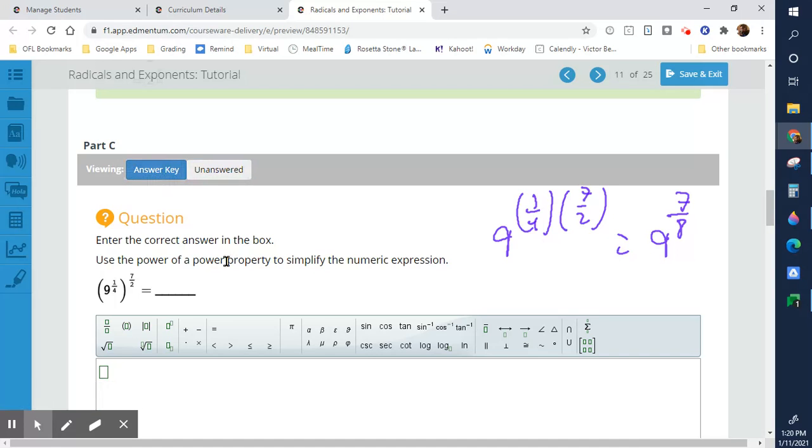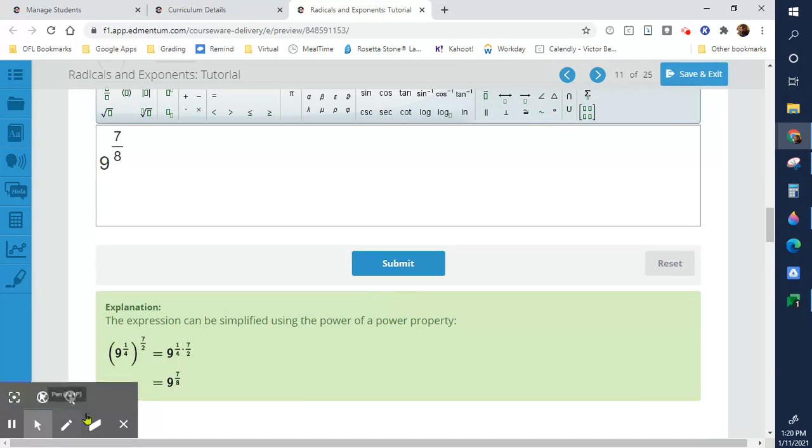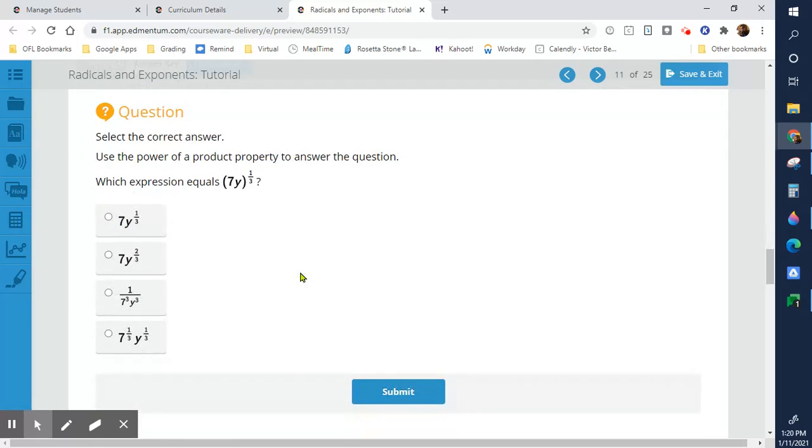So this next one, what are we looking at here? Okay, so this is nice and easy. We kind of have that, they call it the product property, or power of product property. Meaning that this is a product and we have a power. So this is basically, like I said, the distributive property, which is we're going to distribute that 1/3 to the 7 and distribute the 1/3 to the y.